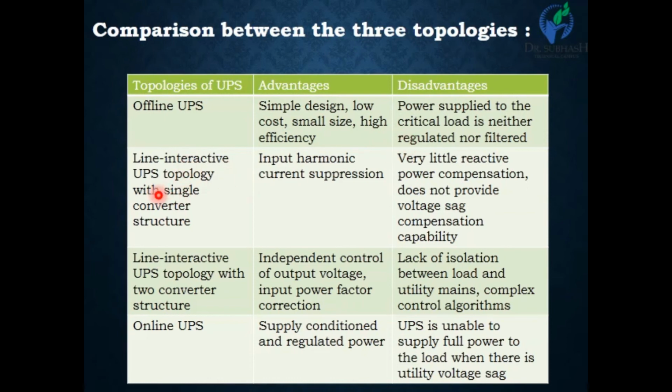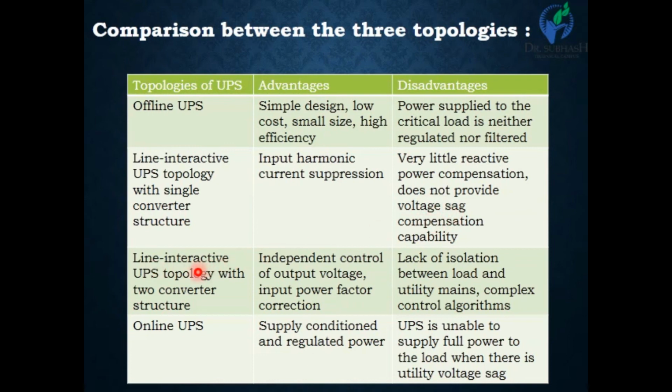Line interactive UPS with single converter structure. In this structure, we use a single converter as a rectifier and as an inverter. So the size and cost of the single converter structure is less as compared to the two converter structure. But input harmonics and current suppression are eliminated in this method. Some disadvantages are that it does not filter out voltage sag and voltage surge protection.